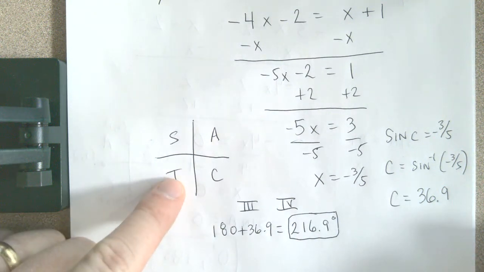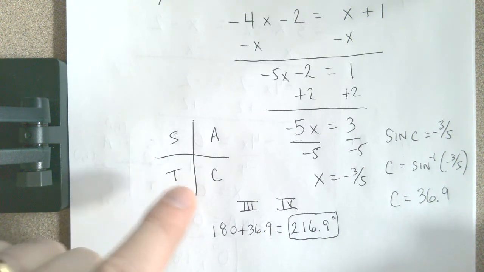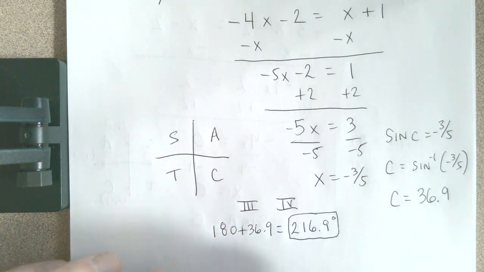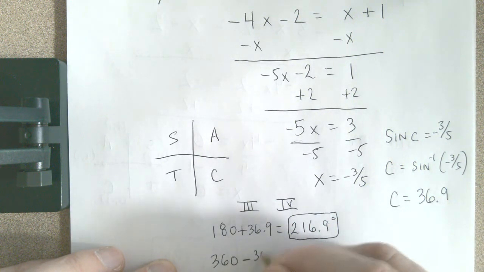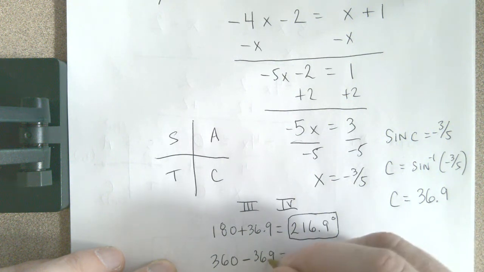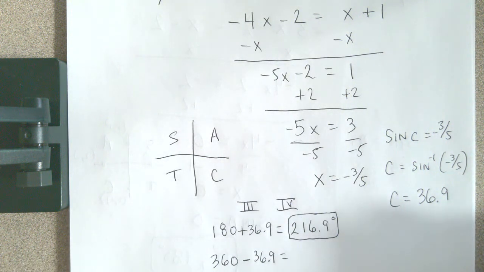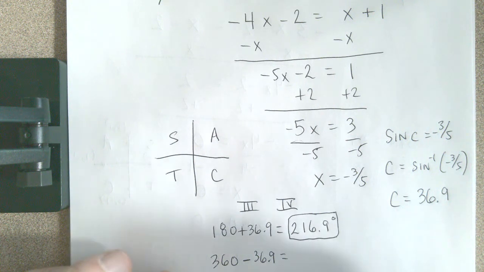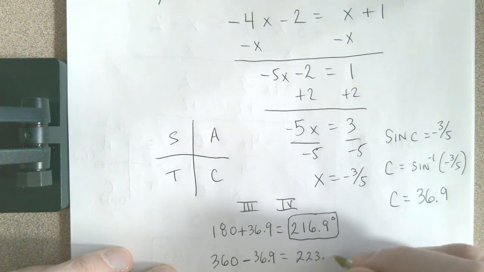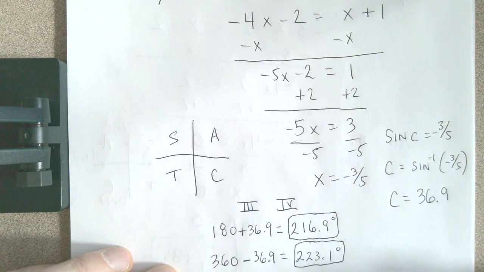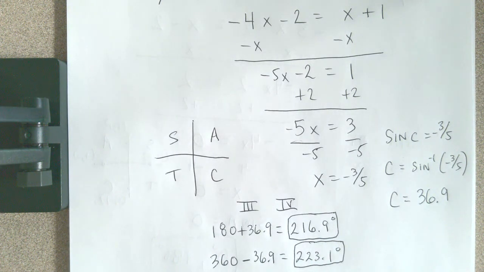Again, that would be when it's in the third quadrant. Now, for the fourth quadrant, I'm going to do 360 minus that 36.9. And when I do 360 minus that 36.9, I get 323.1 degrees. 323, what did I say? So 323.1.